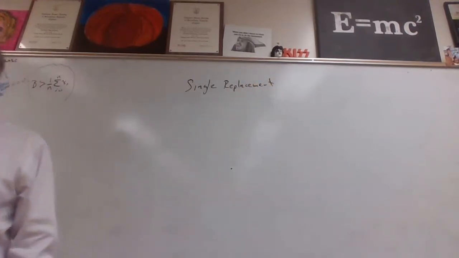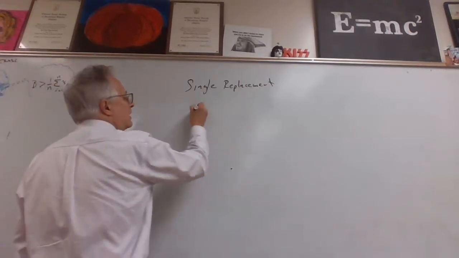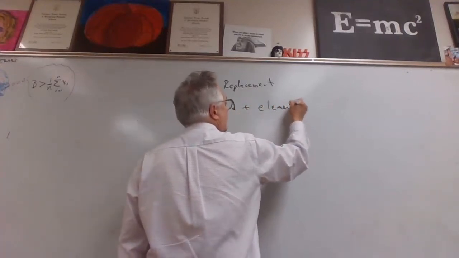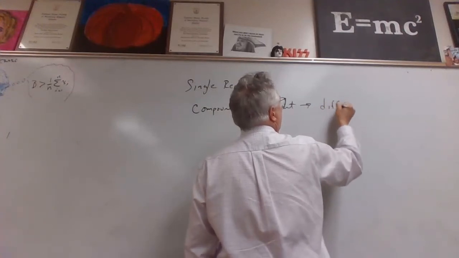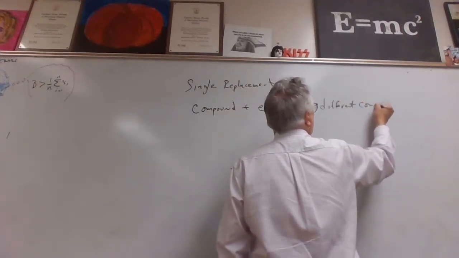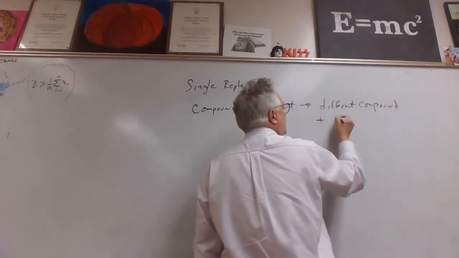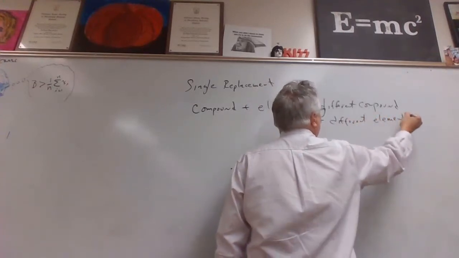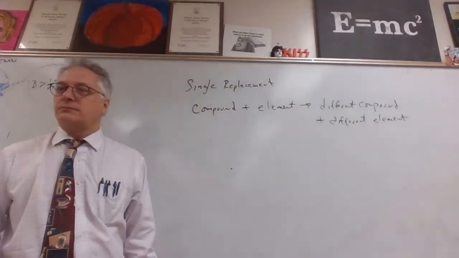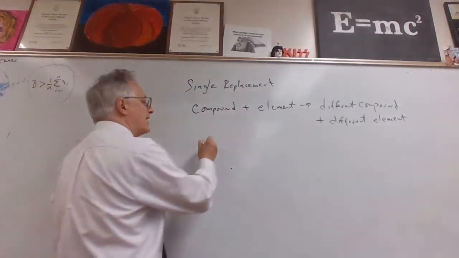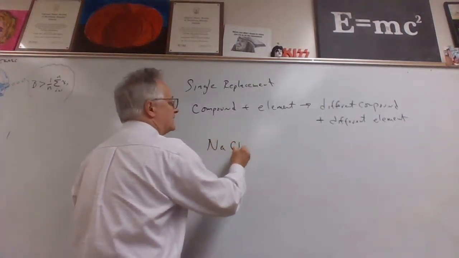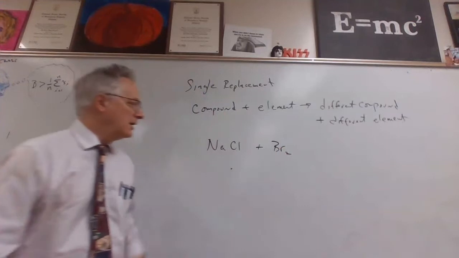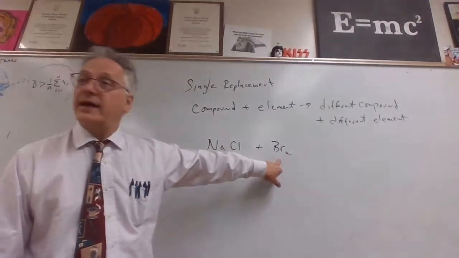Single replacement reactions. Okay, single replacement reactions is that you have a compound plus an element to give a different compound plus a different element. So if I have something, for example, and I want to carry out a chemical reaction, maybe I have something like NaCl, and I react that with Br2. Okay, this is a compound, sodium chloride. This is an element.